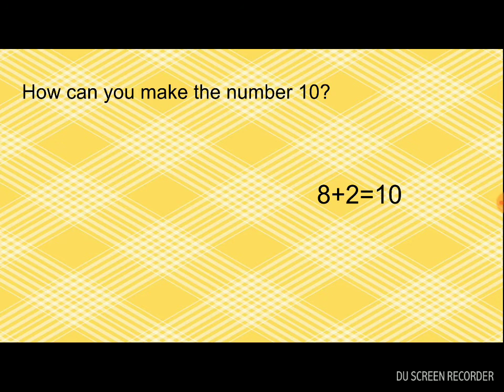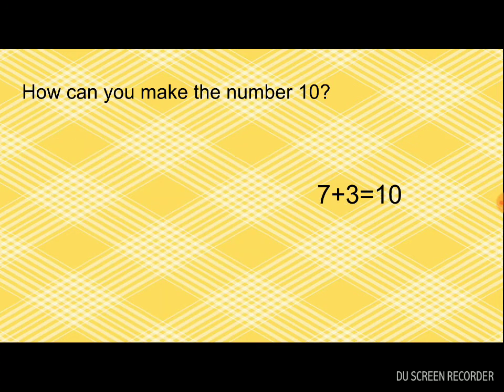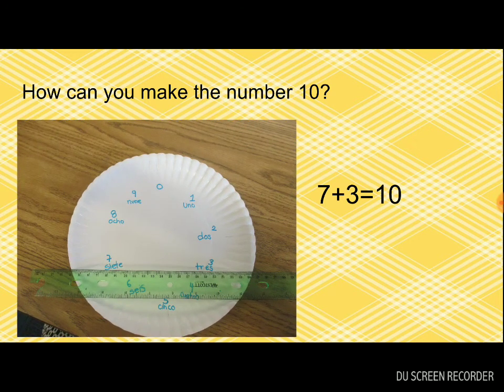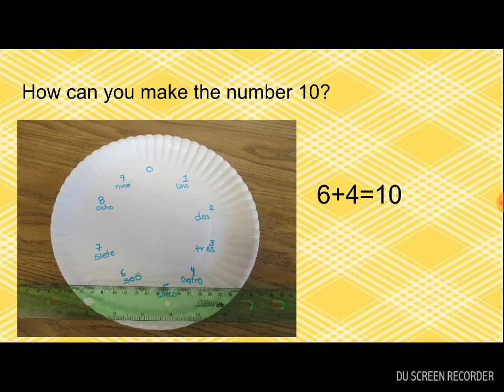Here the next number would be 8 plus 2 equals 10, and then the same thing, you mark from the 8 to the 2. When you connect those two, you get a number 10 as a result. Then the 7 and 3, same thing, connect the 7 and the 3 to get 10. The same with 6 plus 4, you connect the 6 with the 4 and you get 10.